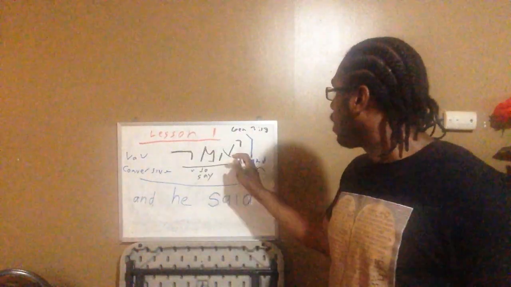All right. Now, we're gonna add something else here. So this right here is a Vav Conversive. This right there, a Vav Conversive, and he said. So it converts it to and he said. Yes, and this is Genesis 3:13. So as you know, we're saying in the Bible. We're just not making up things. That's why it's good to also have a Tanakh.